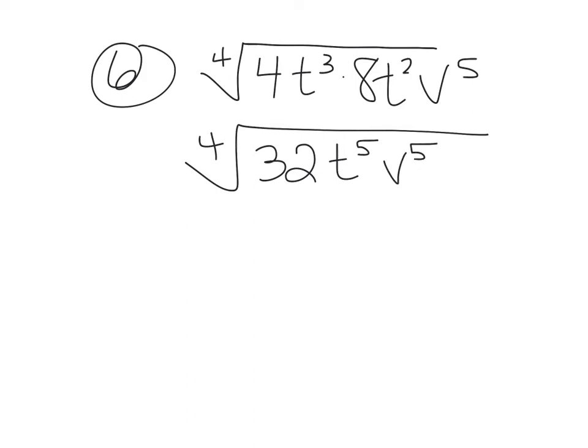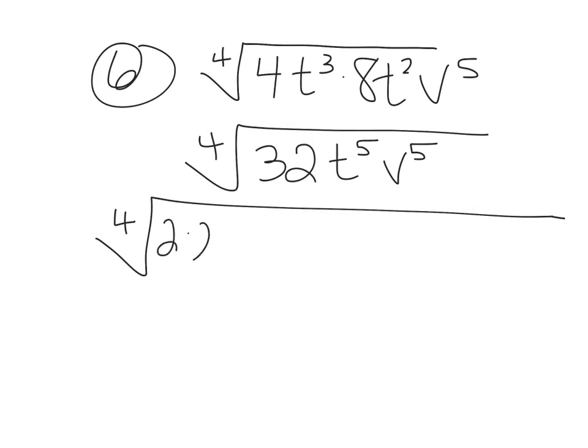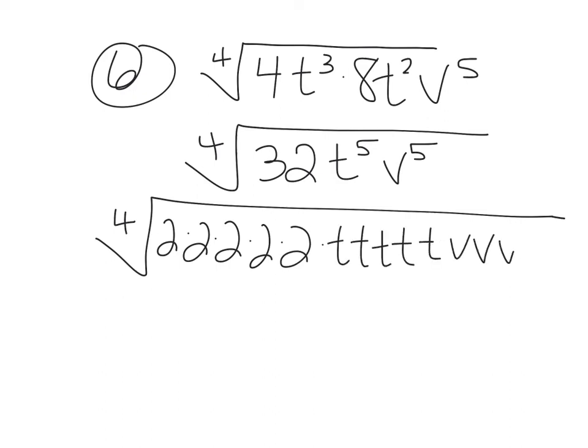I know 32 is the same thing as 2 to the 5th. So I can stretch this way out and write 2 times 2 times 2 times 2 times 2 times t times t times t times t times t times v times v times v times v times v. And now I'm looking for groups of 4.